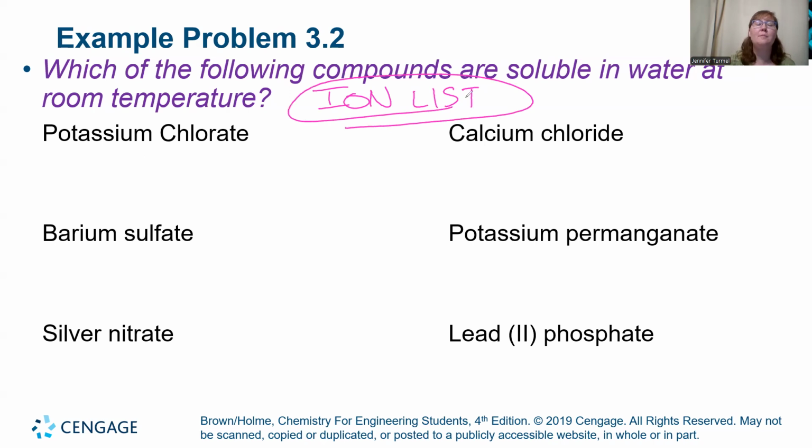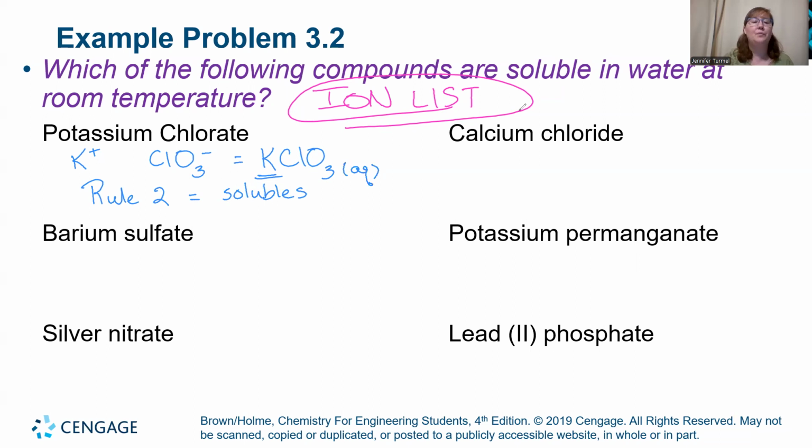Okay, and you need to make these compounds. So here we have our potassium and chlorate, ClO3 minus. These come together to form KClO3. And up above, if you look at rule 2, which talks about every time we have a potassium, we can see that this will be soluble. So we can put a little AQ here after it.